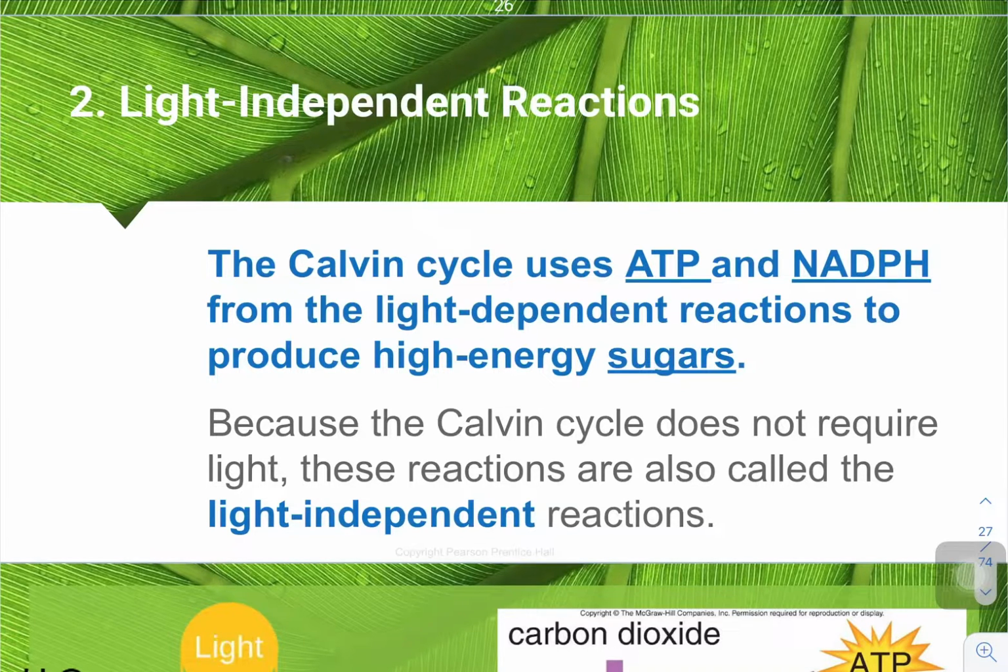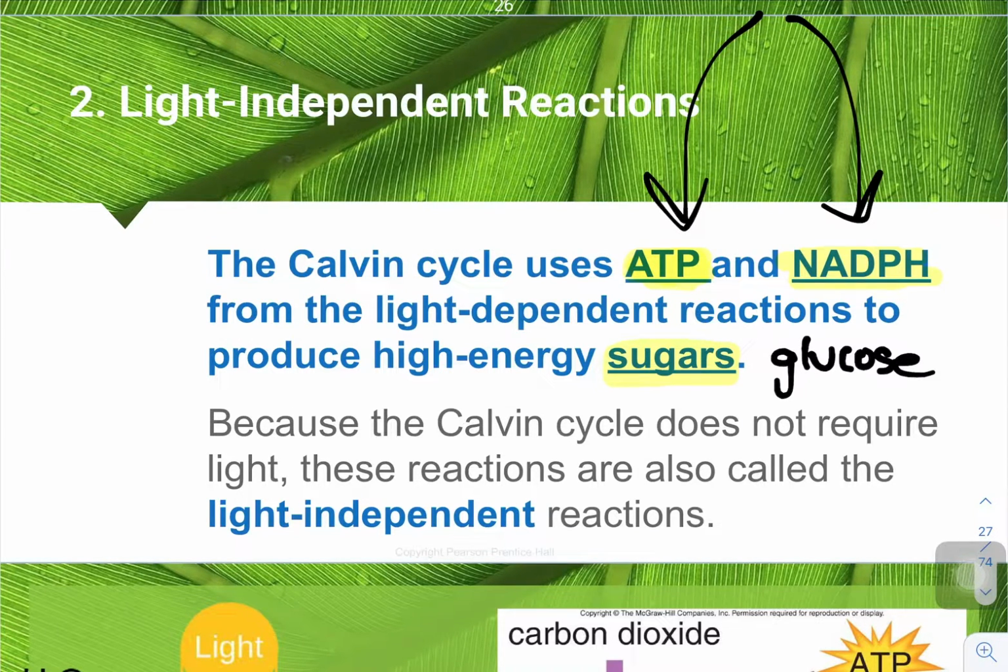Also called the Calvin cycle, based on the guy, last name Calvin, who discovered it. This reaction uses the ATP and the NADPH from the light-dependent reactions. So these two molecules come down from the light-dependent reactions, and they're used by the Calvin cycle to produce the sugar, the high-energy sugar that we know is glucose for our plants to eat.